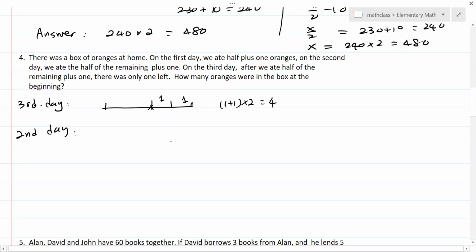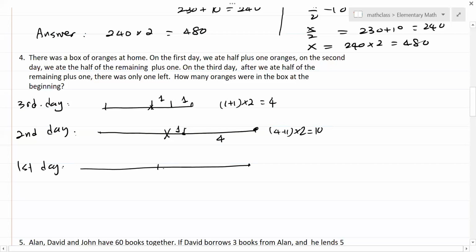Second day, and I draw the line again. What is left here is going to be 4, as we were told for the third day. How do you get this 4? Actually it is half plus 1. So the total on the second day will be 4 plus 1 times 2, so it's going to be 10. Then the first day, let me draw this line here. On the first day, I know that what is left for the second day is 10. So you add the 1, then 10 plus 1 times 2, that's 22. 22 is what you're given on the first day.